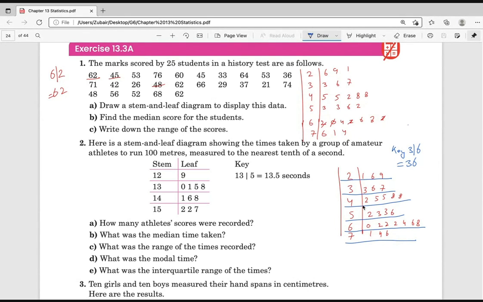Find the median score for the students. There were 25 students. So median would be 13th student. So we count in order 1, 2, 3, 4, 5, 6, 7, 8, 9, 10, 11, 12, 13. So that's 53. C part says write down the range of scores. So range is maximum minus minimum, 55.